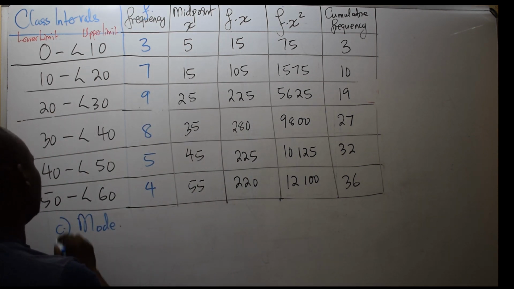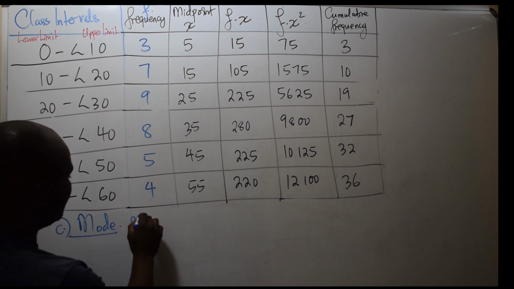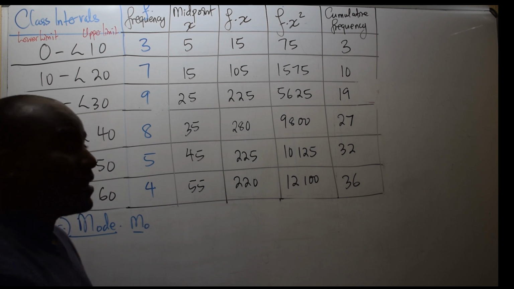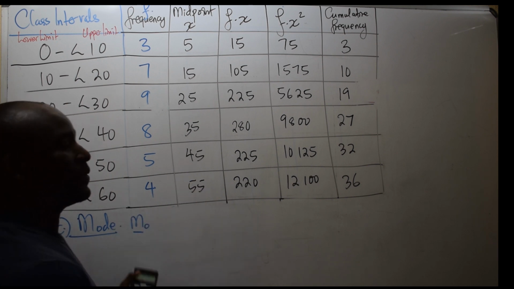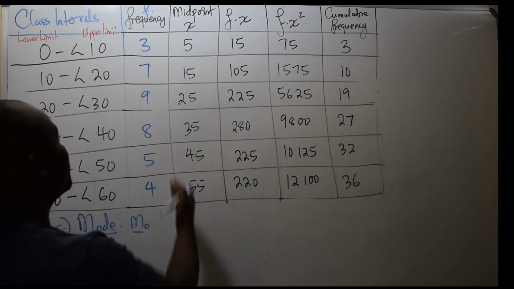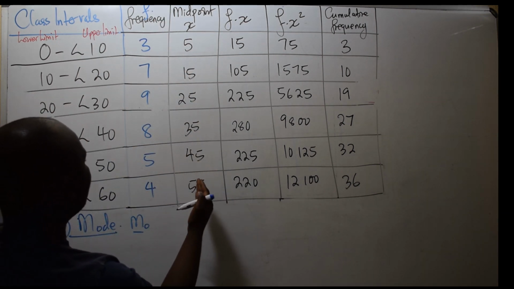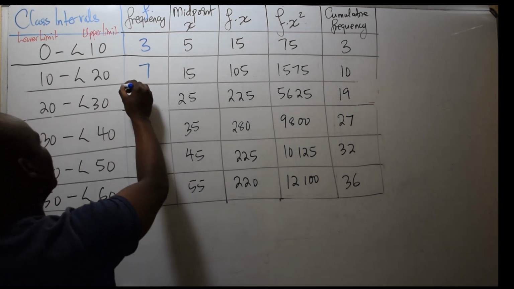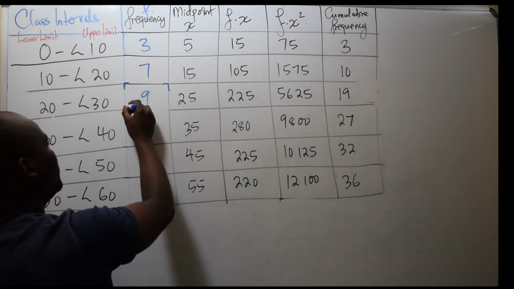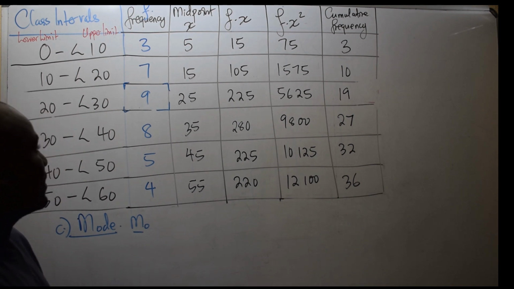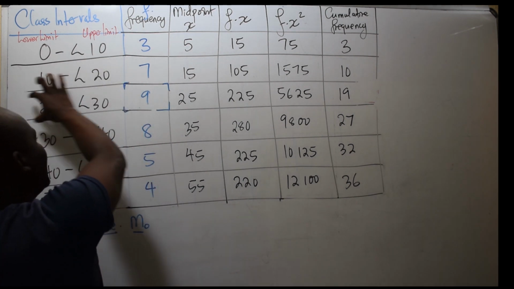Mode, this is C. Your mode, abbreviated MO. What is the mode? The mode is the class or the number with the highest frequency. So what we should do is go to the highest frequency and check. Okay, the highest frequency is this one. This is the one with the highest frequency, higher than any other class. So our answer should be within here.